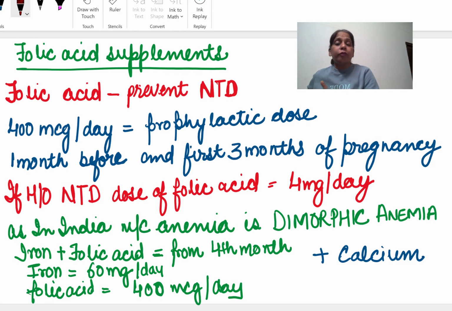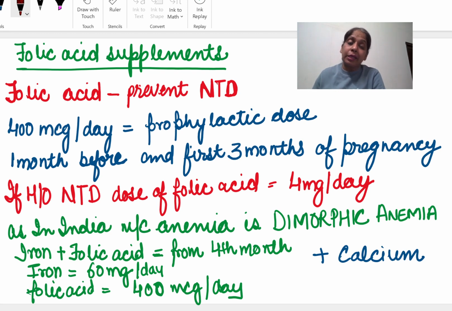If there is a history of neural tube defects, then the dose is not 400 mics, it changes to 4 milligram per day. The dose of folic acid to be given along with the iron tablets is 500 mics, as already discussed.